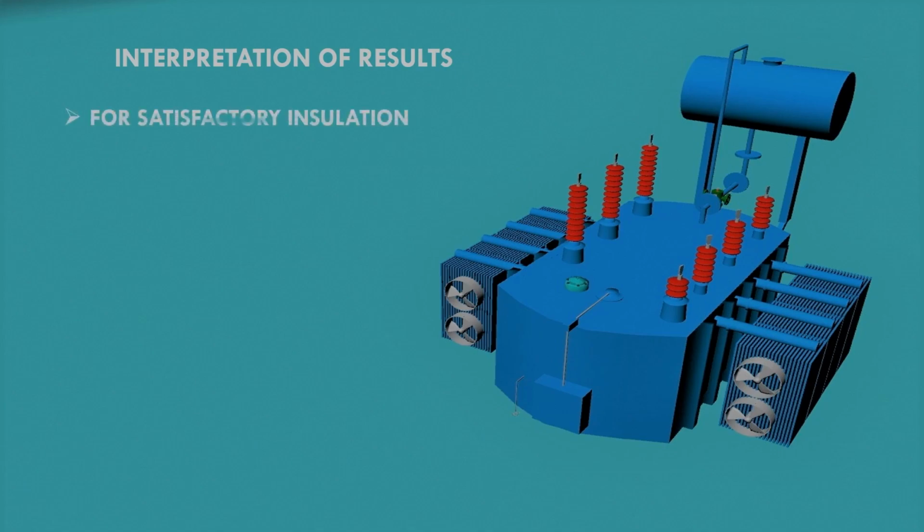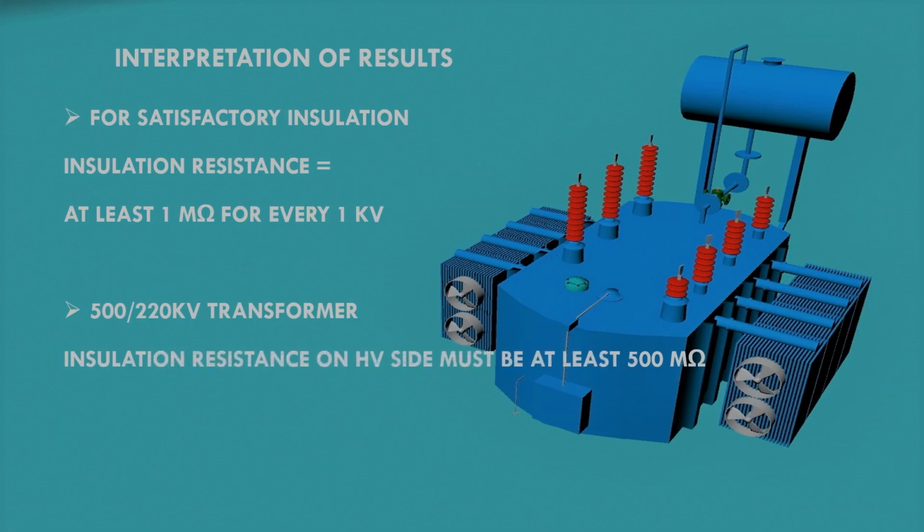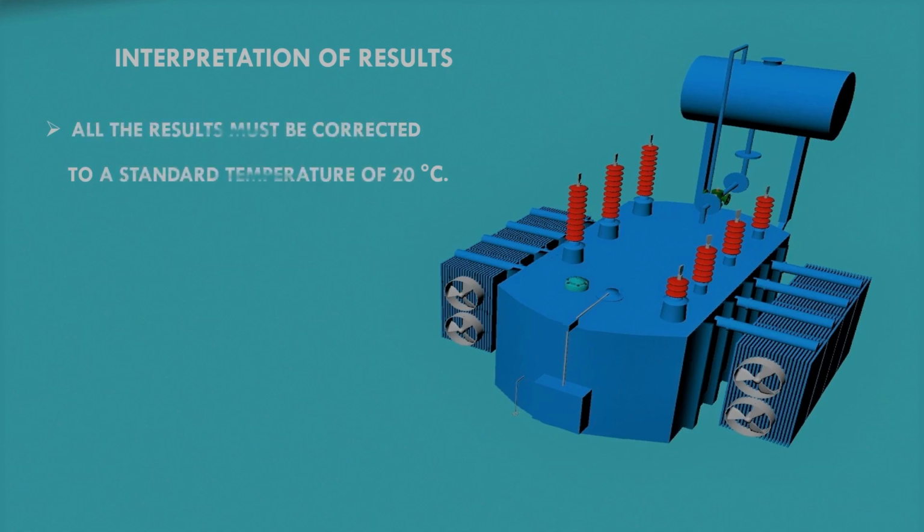For satisfactory insulation, the insulation resistance value must be at least 1 mega ohm for every 1 kilovolt. If we have a 500/220 kV transformer, the insulation resistance value on HV side must be at least 500 mega ohm and on LV side it must be at least 220 mega ohm. But all these results must be corrected to a standard temperature of 20 degrees Celsius.